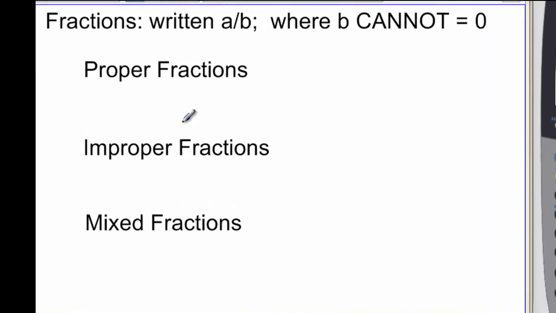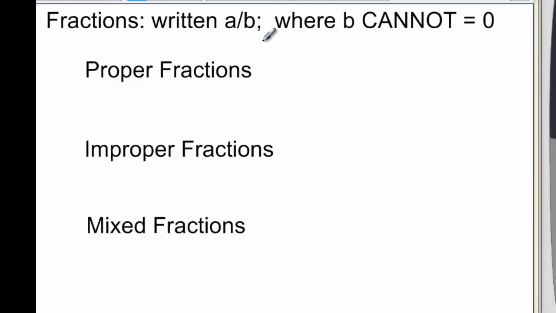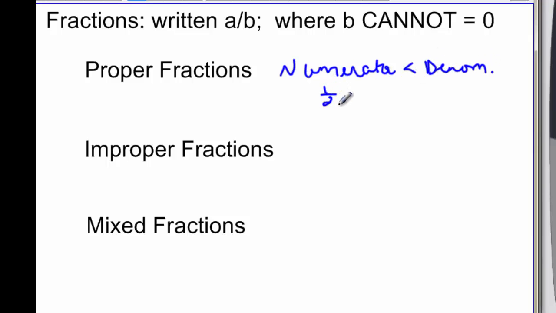This video will show how to simplify fractions. So fractions can be written a over b, where b cannot be equal to 0. If we divide by 0, it's undefined, so b can't be 0. For a proper fraction, then, we have the numerator that is going to be smaller than the denominator. So that would be like 1/2 or 3/4. The top number is smaller than the bottom number.